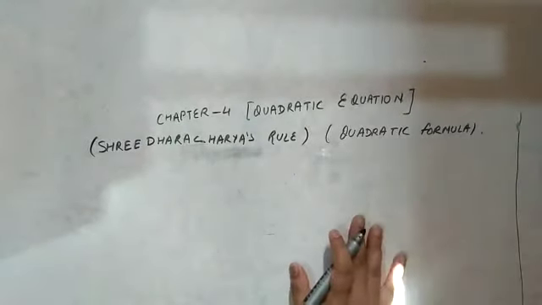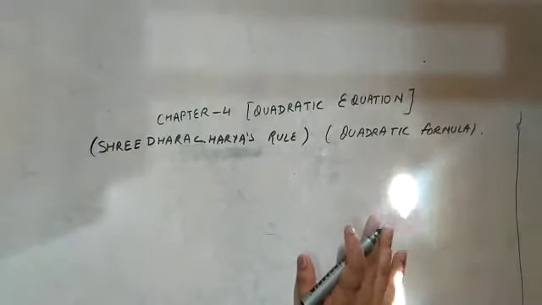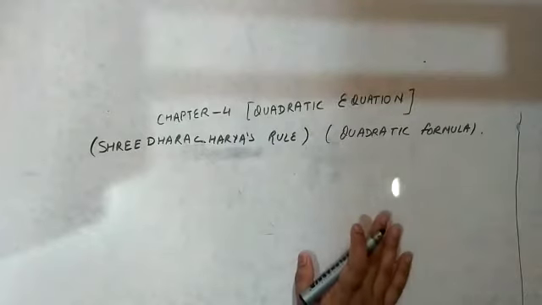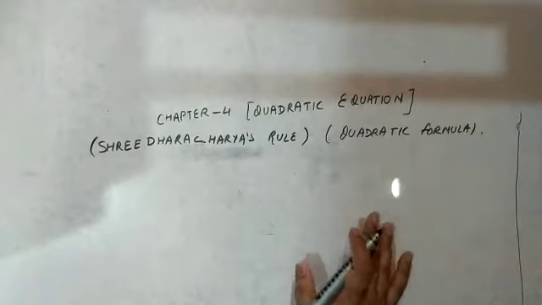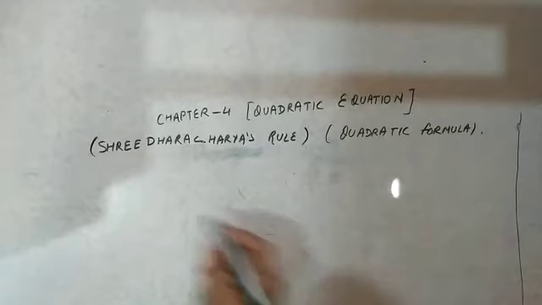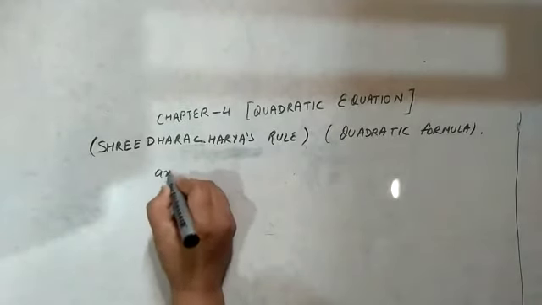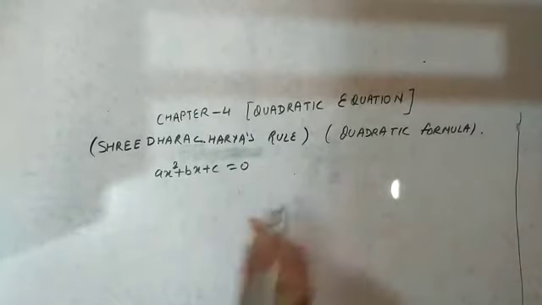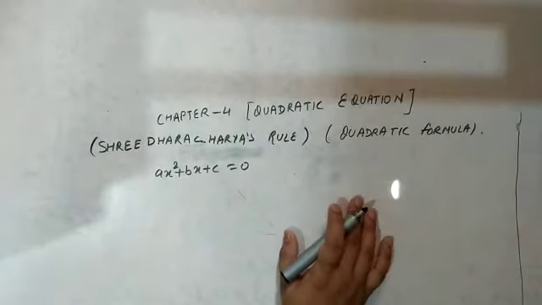See, here in this method we are going to derive a formula with the help of which we can directly get the roots of the equation. So at first let us discuss the derivation, and after that we will discuss some questions based on this rule. So at first I am taking one equation, ax square plus bx plus c equals to 0. This is a quadratic equation.